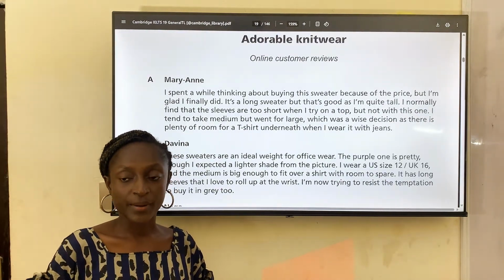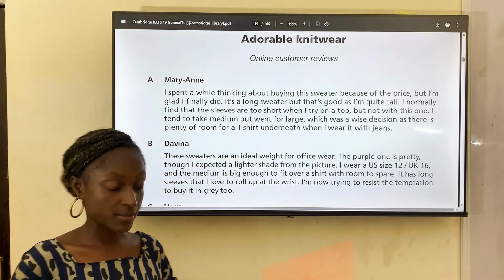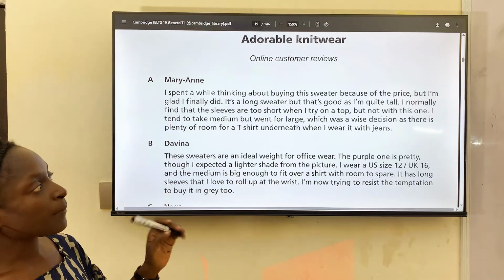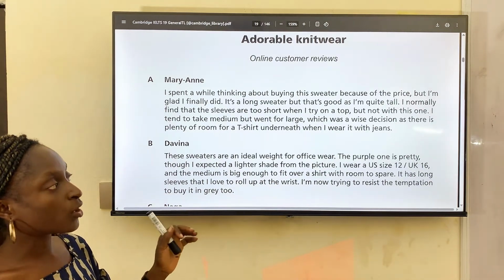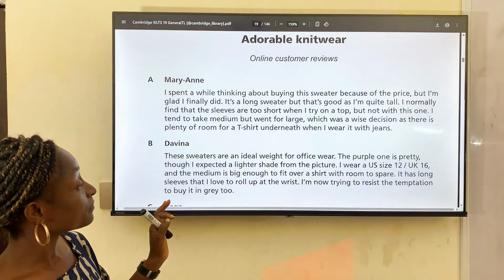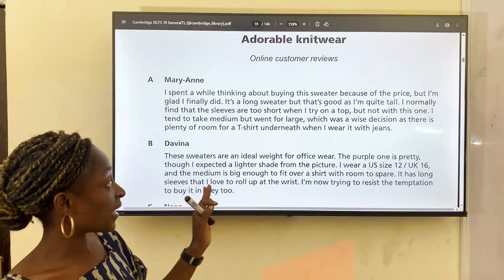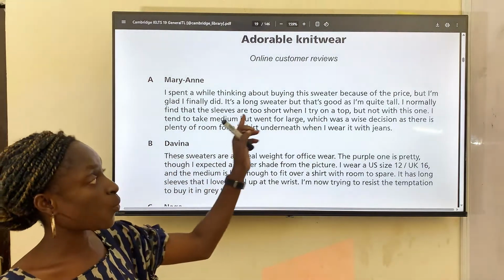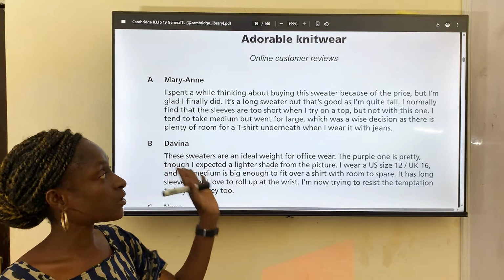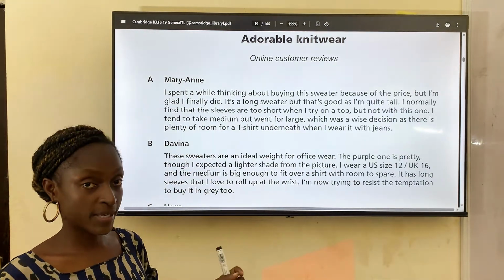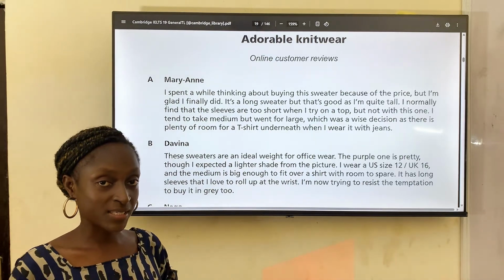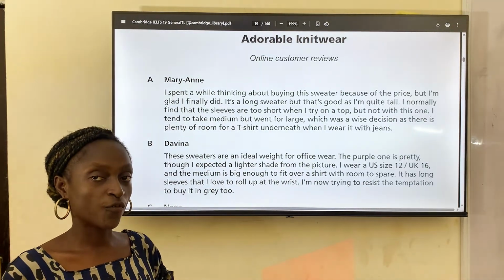That is located in paragraph A, the first sentence. We have, I spent a while thinking about buying this sweater because of the price, but I'm glad I finally did. I spent a while. Can you see that? I spent a while. That is a synonym for took a long time. That was located in question 9. I hope that is clear. So let's go for a short break.